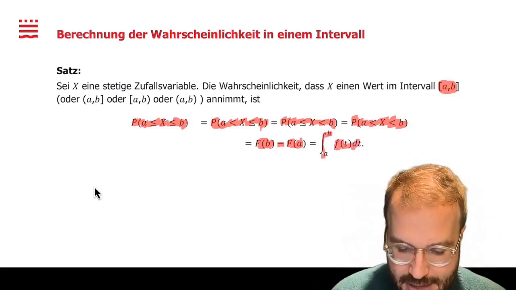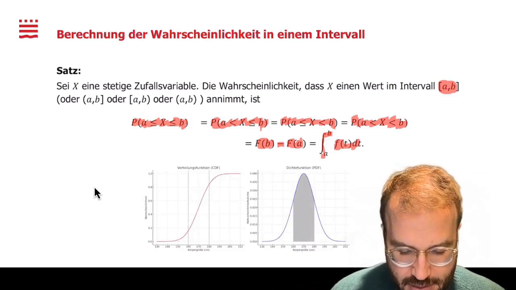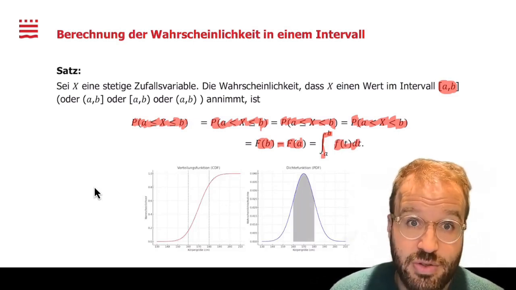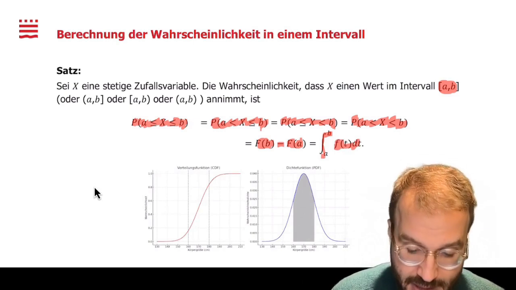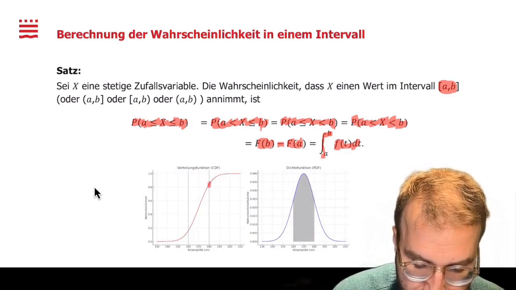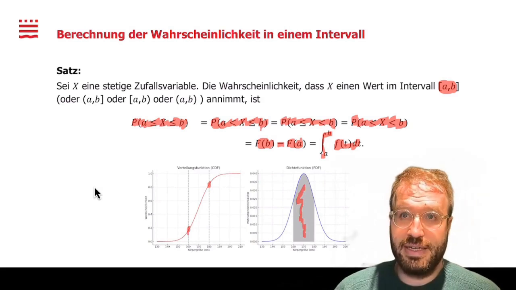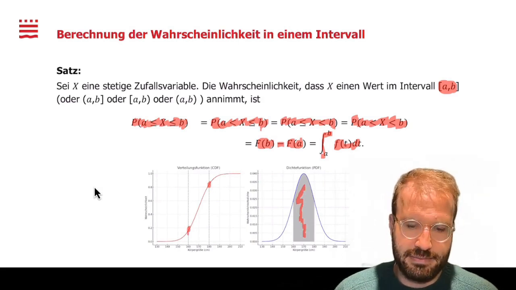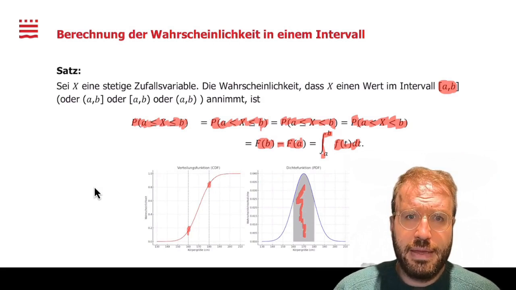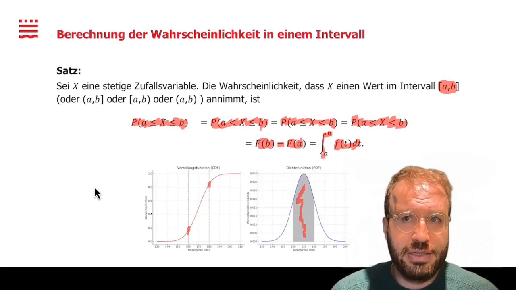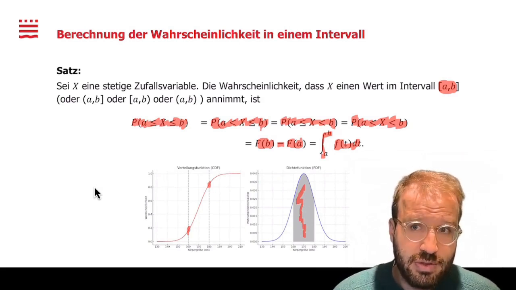In other words, here it is again as an image. If I look at the interval from 160 to 180, I can either take the value here minus the value here, or I can take this area here. That is nothing other than what this statement says. And so that is a continuous random variable.